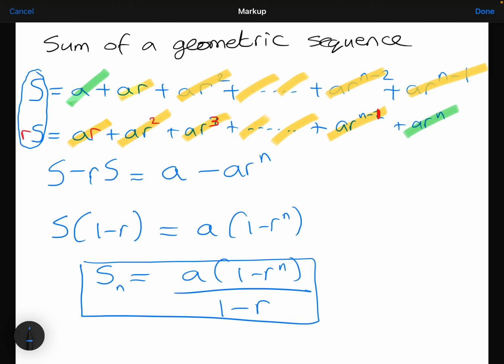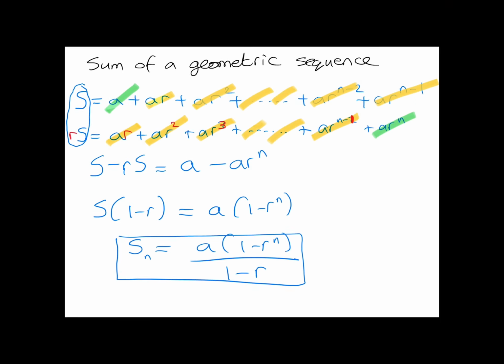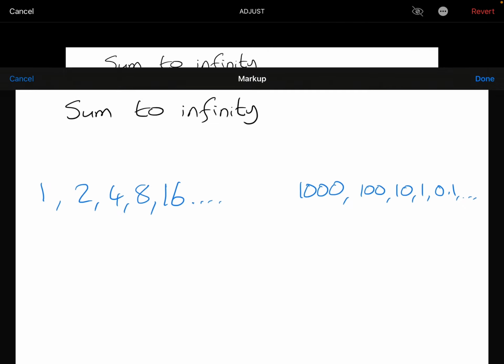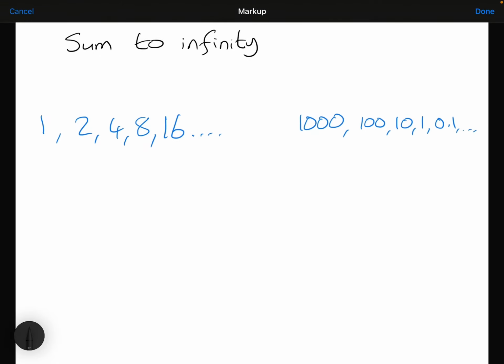Now, the next thing we need to talk about is the sum to infinity. I need to talk a little bit about what that means. So what I'm saying here is that I want to work out the sum of an infinite number of terms. So we keep on adding and adding and adding, and we never stop. So I'm not saying the sum of 10 numbers or the sum of 20 numbers or the sum of 100 numbers or 1,000 numbers. What would the sum of an infinite number of the terms of this sequence be?